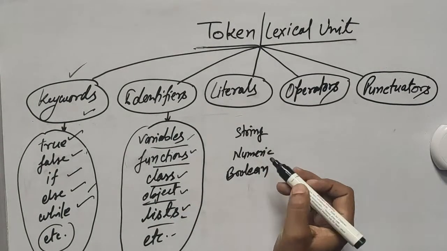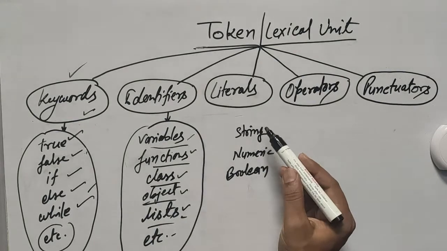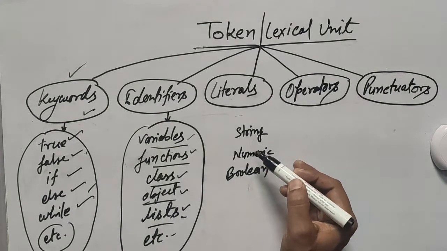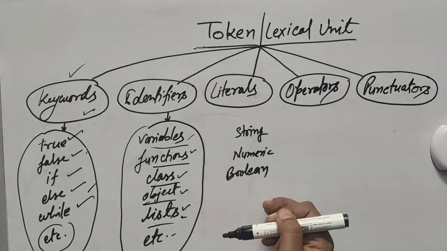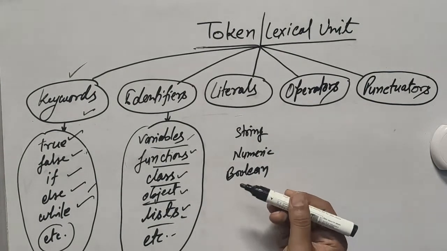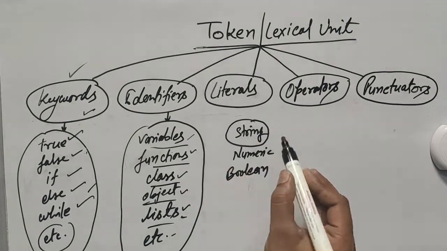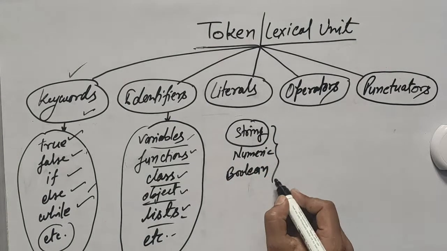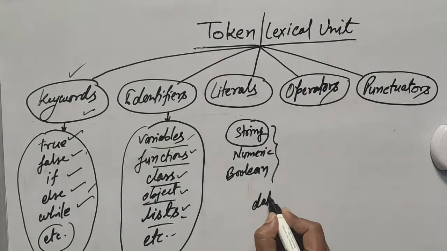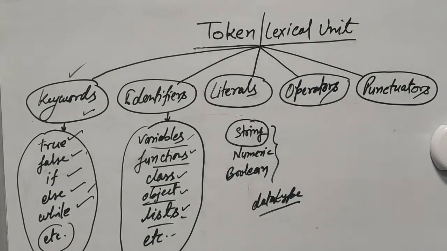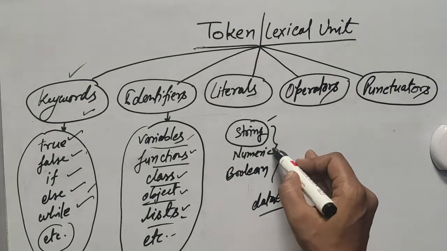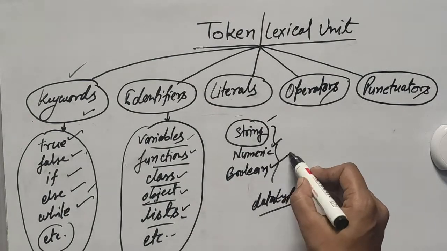Next is literals. So what are literals? Literals are data items that have a fixed or constant value. Many things we use in computer programming, like strings, are generally known as data types. What type of data we are using, like string values, numeric values, or boolean values.